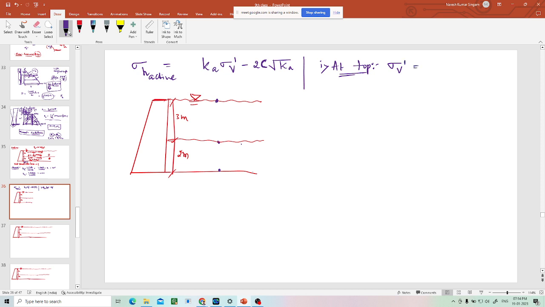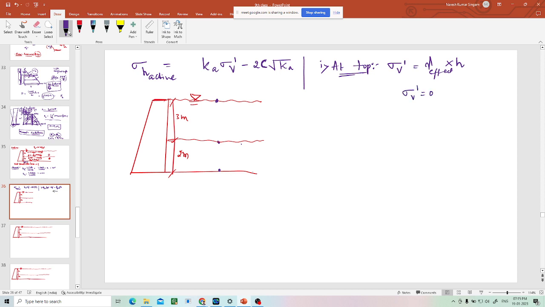We will find sigma v dash directly. Gamma effective means gamma saturated minus gamma w, that is gamma submerged. So you can write gamma submerged multiplied by h. What is the h at the top? It is zero depth, so sigma v dash is 0 there.